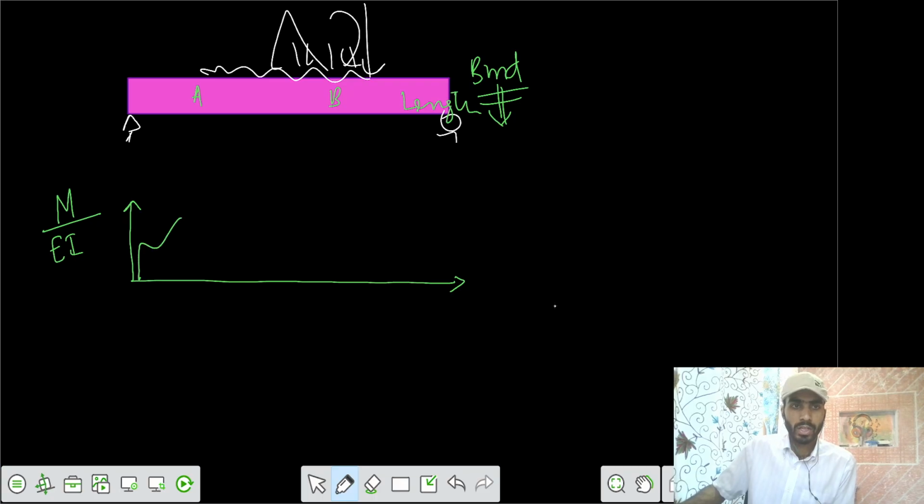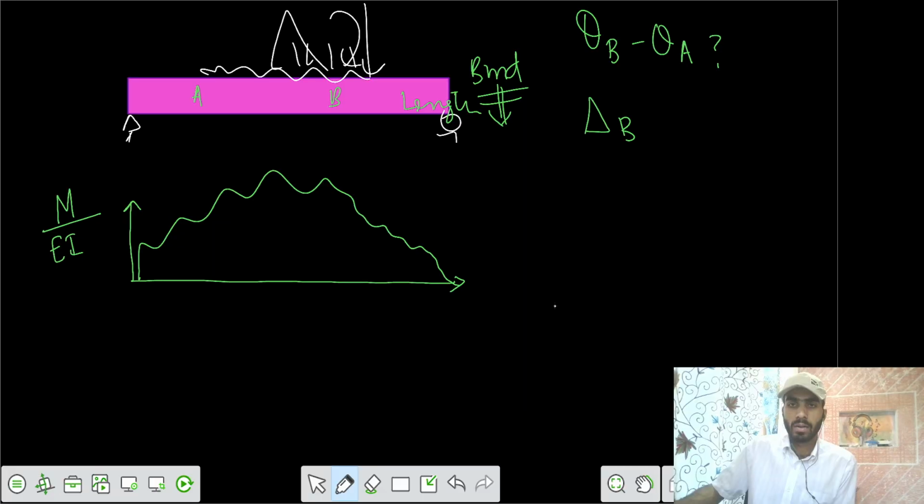You plot the variation, say this is your BMD diagram, and let's say I want to get the theta difference between the two, the slope difference between the two. How can I get it? And let's say I want to get the difference between the two in the deflection profile also. I want to know the difference between the deflections of the 2 points and the slope difference between the 2 points. It says that the moment area method has two theorems.